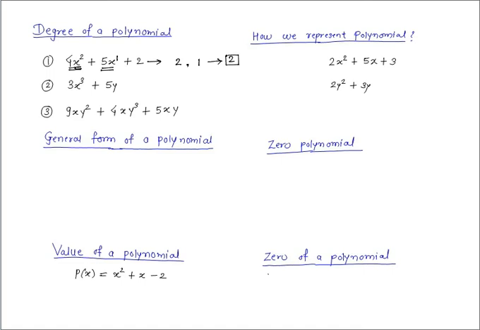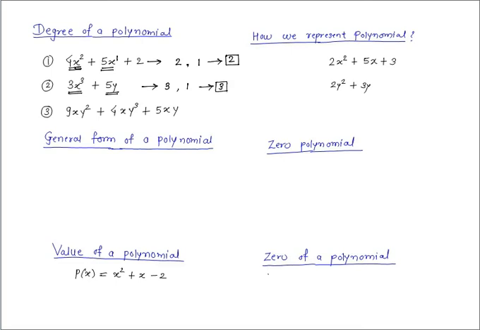Similarly, in the second example, what is the power of the variable in the first term? 3. And what is the power of the variable in the second term? 1. Which is the highest power? 3. So 3 is the degree of this polynomial.